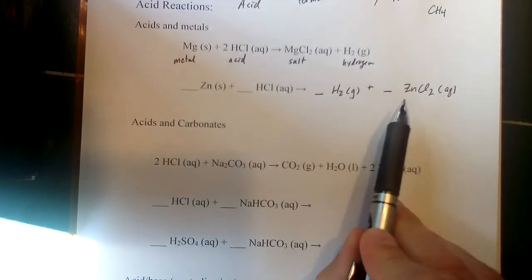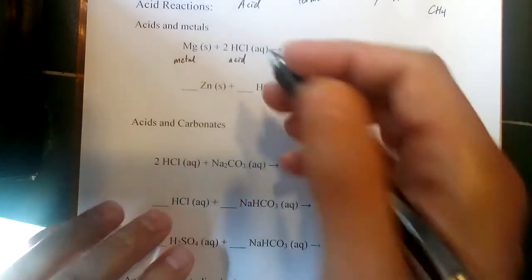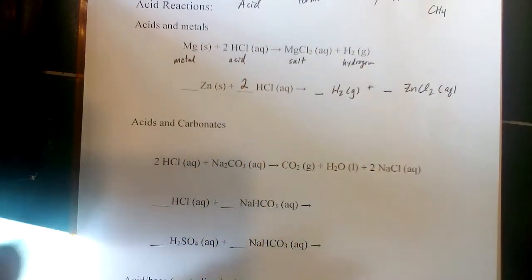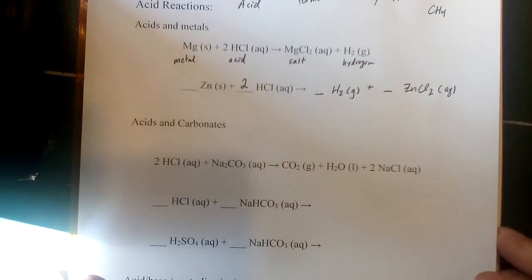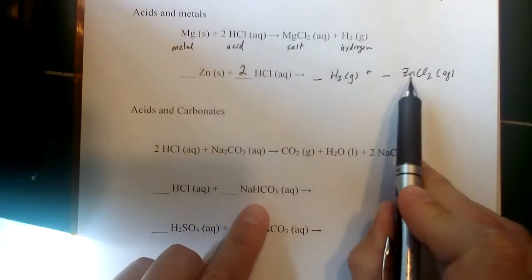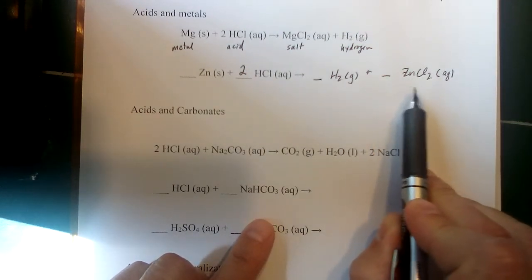Now, from there, I want to balance the equation, right? There's just one zinc on each side, but 2 hydrogens and 2 chlorides on the product side. So to balance the equation, I would need a 2 right there, okay? So that's the kind of thing you're going to be expected to be able to do when we do get to an exam. And again, there's some of that chapter 2 ionic formula information in here as well.